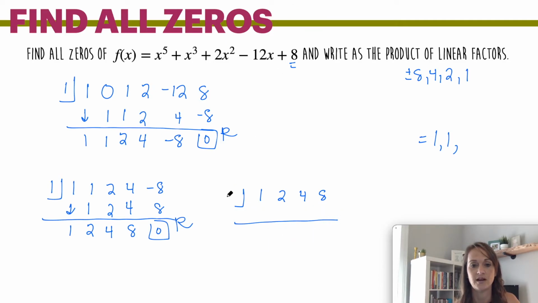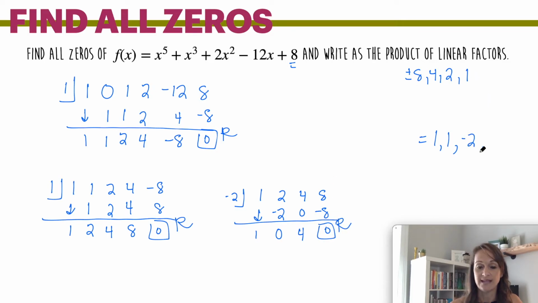So let's try -2. Bring down the 1, multiply, that adds to give me 0, multiply to get 0, add to get 4, multiply to get -8. There you go. I found another remainder of 0. So -2 was also a 0. We're down to 3 coefficients. Remember, the remainder one doesn't count. 3 coefficients, which means I can write this as a quadratic. This represents my constant. This represents the coefficient of x squared, which means this is x squared plus 4.